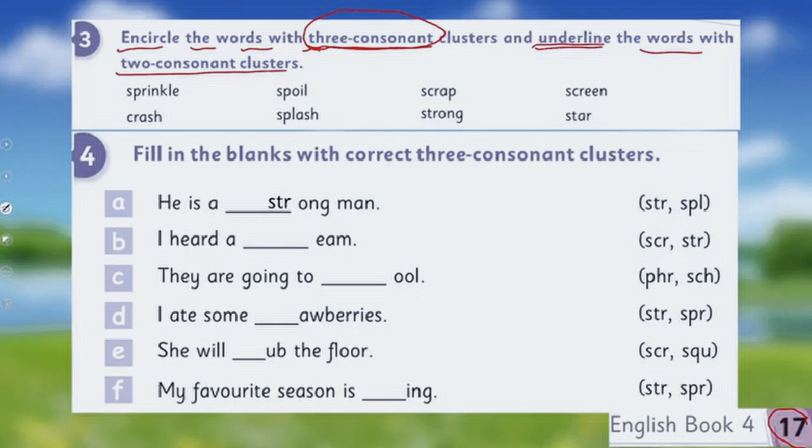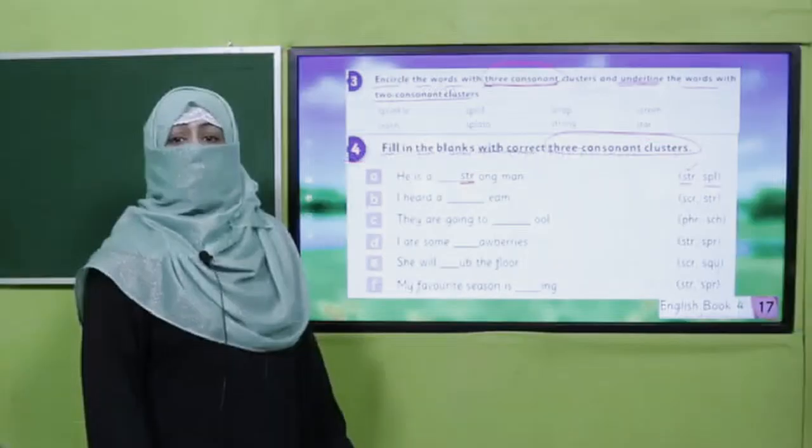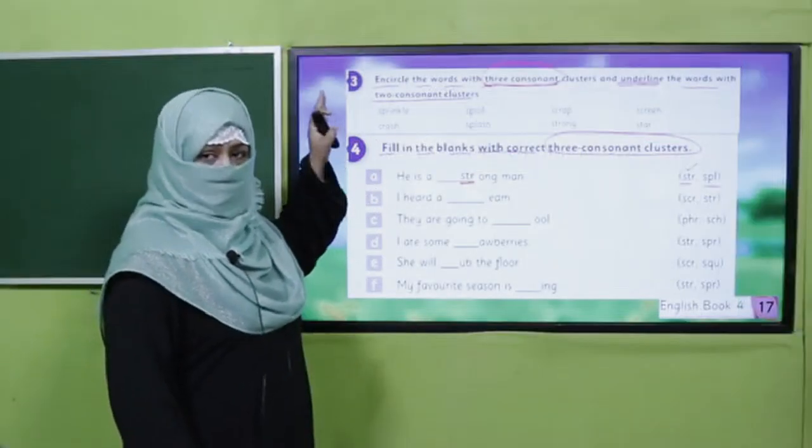And here I am giving you instructions for question 4 as well. What you will do? Fill in the blanks with the correct 3 consonant cluster. So there are 2 options. You have to select the correct one to complete it. The first I have done for you. He is a strong man. So I have taken the first one. All right. So all of you pause the video and do these questions, question number 3 and 4.